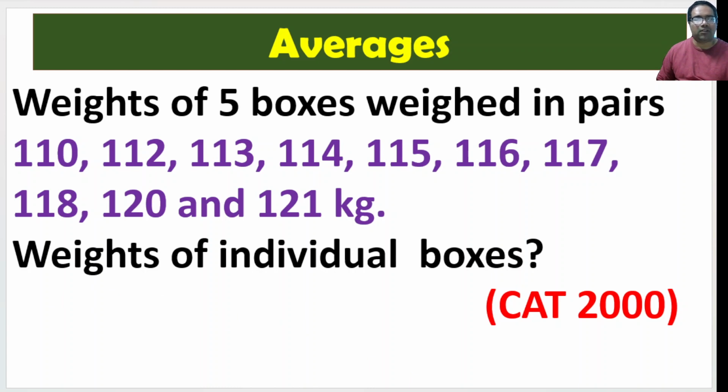Let's see how. Now, all these numbers are in ascending order: 110, 112, 113, 114, 115, 116, etc. Now, what does that mean? The sum of weights of the lowest weight box and the next lowest one should be equal to 110, right? Because this is a pair, and there is nothing below 110.